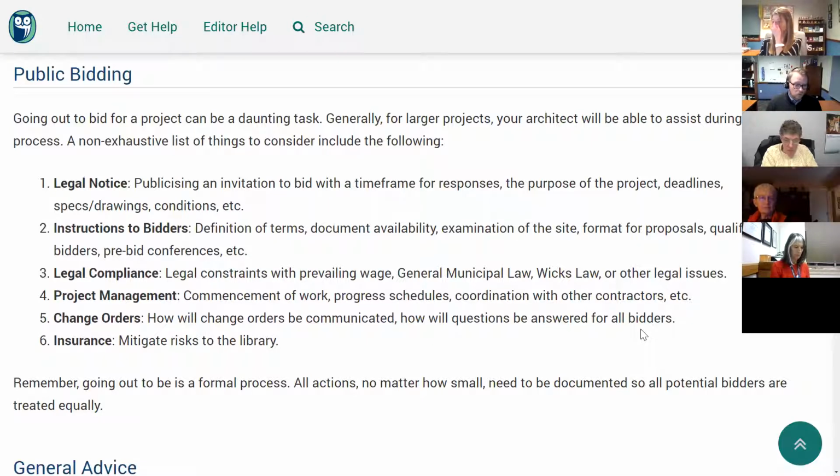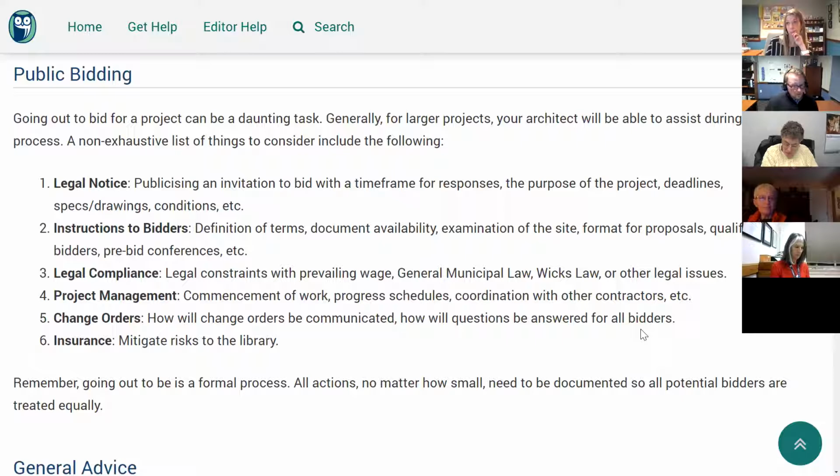Any type of change order, so how will that be communicated? If there's questions, and again, if there's questions, making sure that these are answered for all bidders, and then having some type of insurance requirements for any type of contractors that are coming on site, because you want to mitigate all risks for the library when it comes to any type of insurance need for offsite contractors coming on and doing work. This is a very formal process going out to bid.